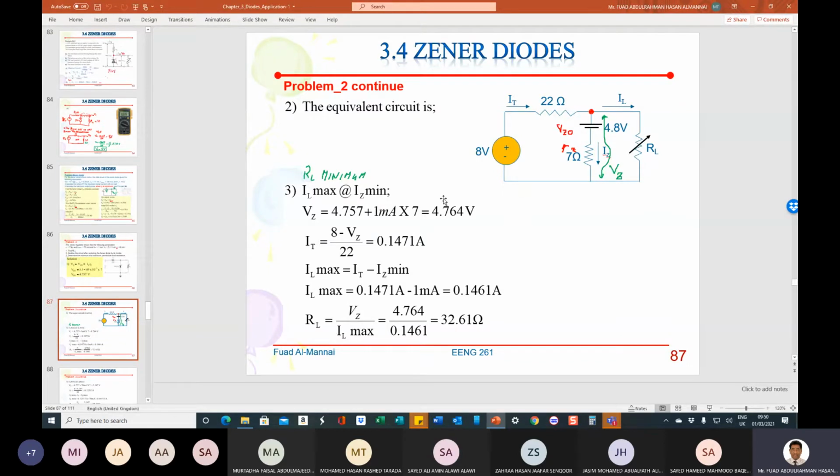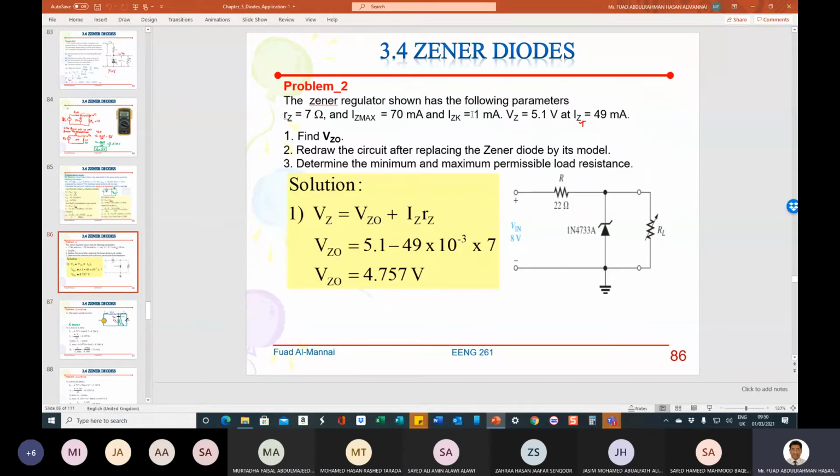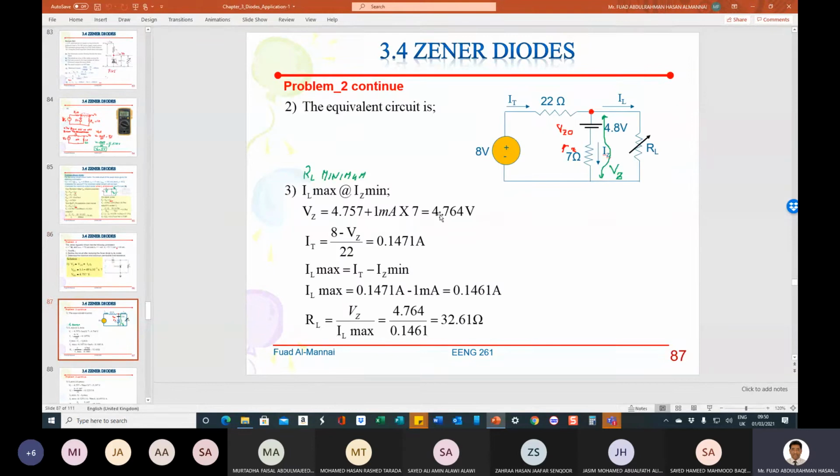When RL is minimum, IL is maximum, IL max, and IZ is minimum. Okay, therefore, let's calculate VZ. We know that VZ is equal to VZO plus IZ multiplied by RZ, where IZ in this case is minimum, which is IZK, which is 1 milliamp. So substitute, and VZ will be equal to 4.764 volt.